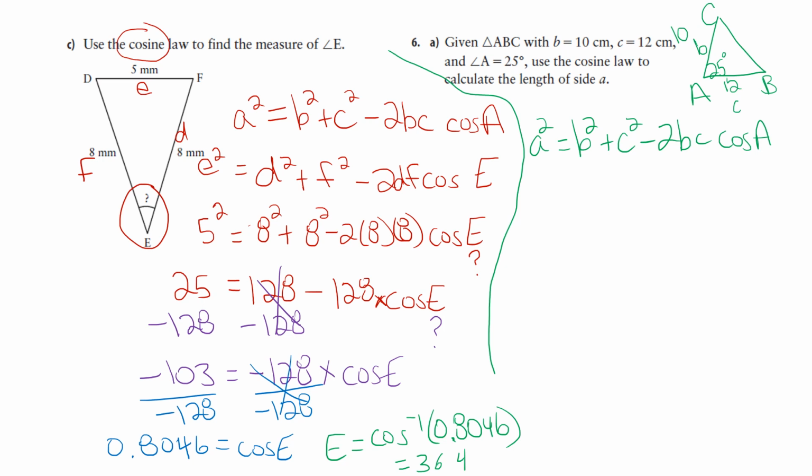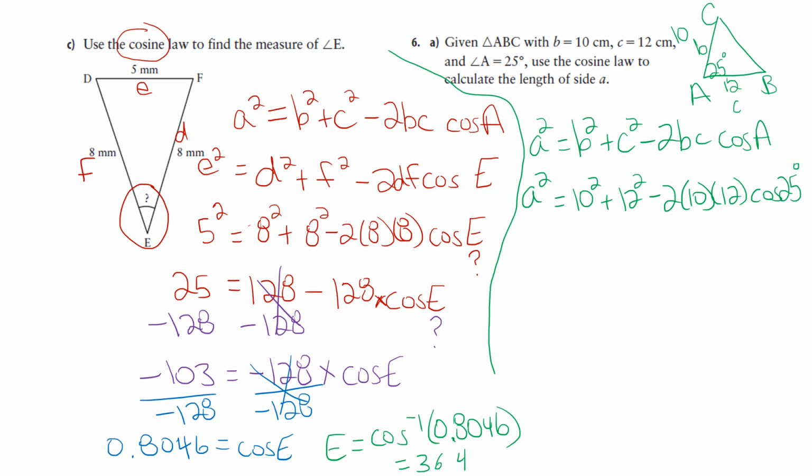And this, we don't have to make any changes to this because we have angle A, we have side B, we have side C, and we're looking for side A. So this one's already set up perfectly. So put the numbers we know into the formula. 10 squared plus 12 squared, take away 2 times 10 times 12 times the cos of 25 degrees.